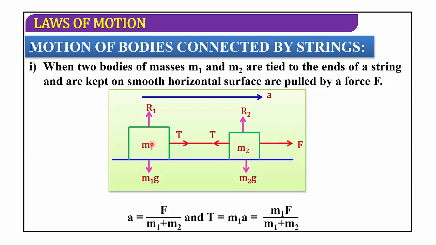Right? We know that the forces acting on the body, vertically downward force is weight of the block, W equal to mg. Here it is m1g. For second object it is m2g.